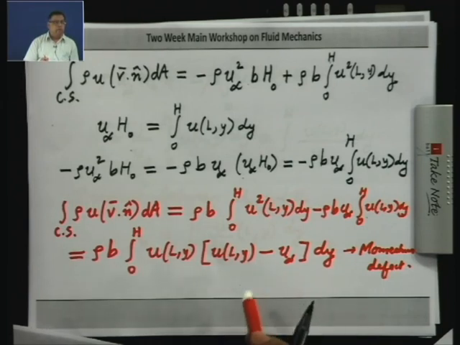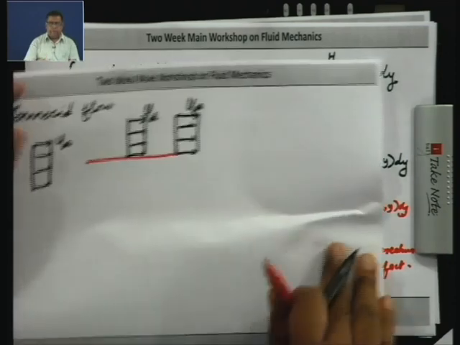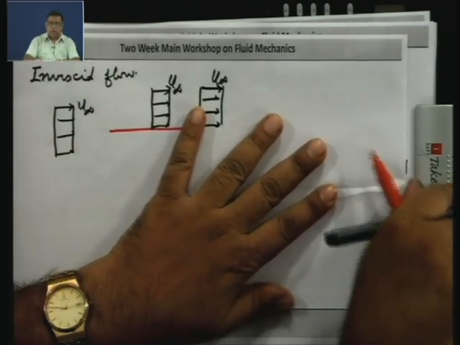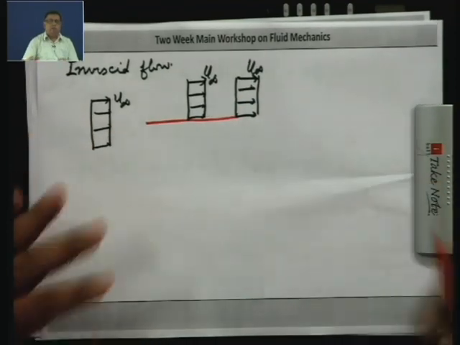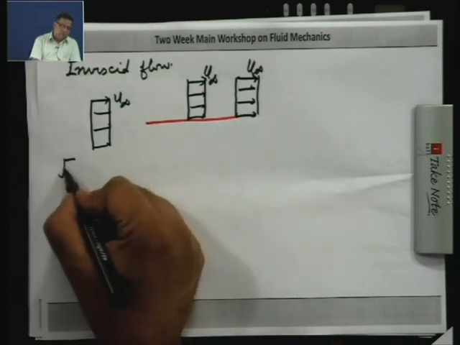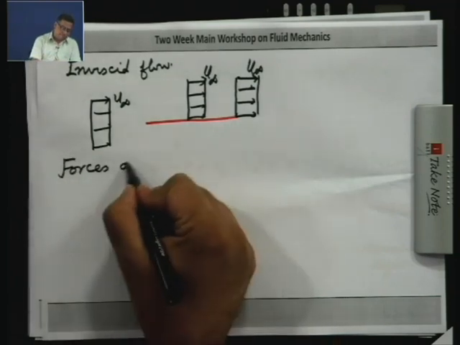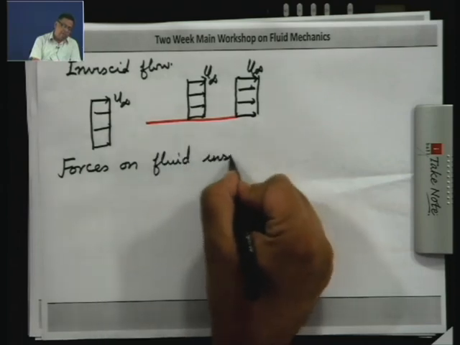Now, for viscous flows there will be a net force, so this will not be 0. Now, we have to find what are the forces on the fluid which is inside the control volume.